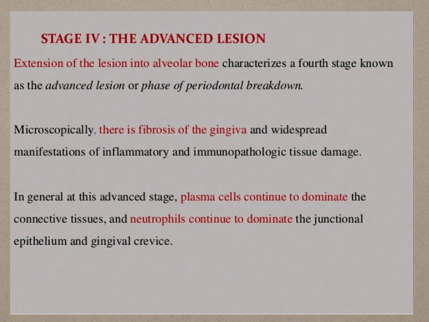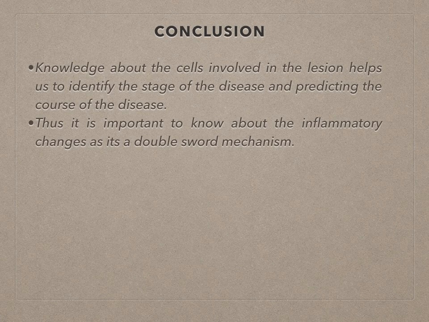The last of the stages is the advanced lesion, which is stage 4. The extension of the lesion into the alveolar bone characterizes the fourth stage, and it is a phase of periodontal breakdown. Microscopically, there is fibrosis of the gingiva and widespread manifestations of inflammatory and immunopathologic tissue damage. In general, at this advanced stage, plasma cells continue to dominate the connective tissues and neutrophils continue to dominate the junctional epithelium and the gingival crevice.